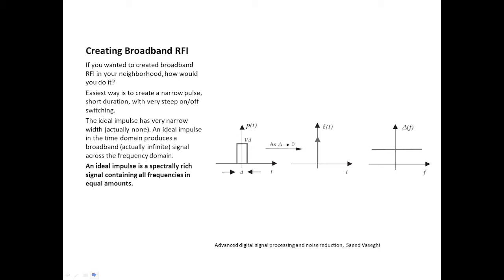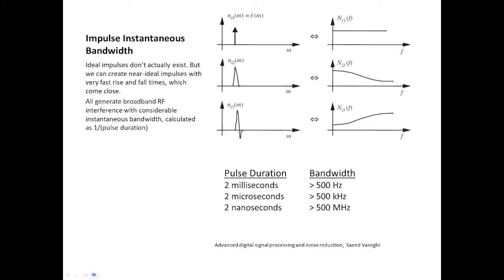Well, the easiest way would be to generate a narrow impulse, a narrow pulse, short duration, with very steep on and off switching. If you look into the theory, an ideal impulse, which has actually no width and infinite amplitude, has a frequency domain characteristic that it contains a signal of all frequencies in equal amounts. So a very narrow impulse in the time domain creates a very wide band spectrum of interference or noise or signal in the frequency domain. That's the theory. Now, ideal impulses don't actually exist, but you can create near ideal impulses with very fast rise and fall times, which come close.